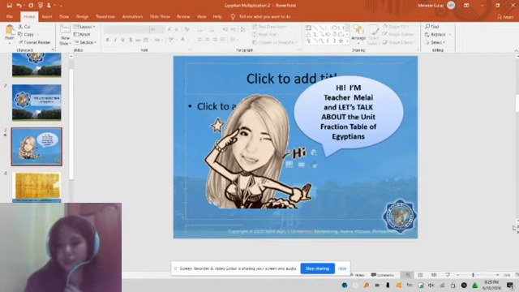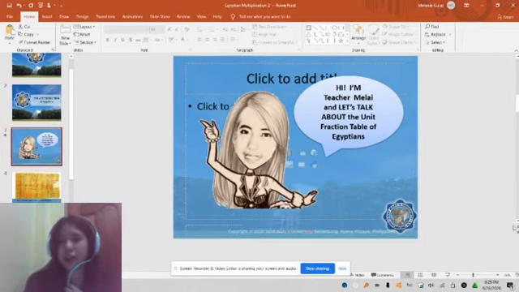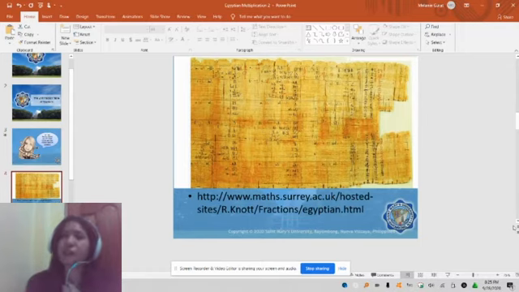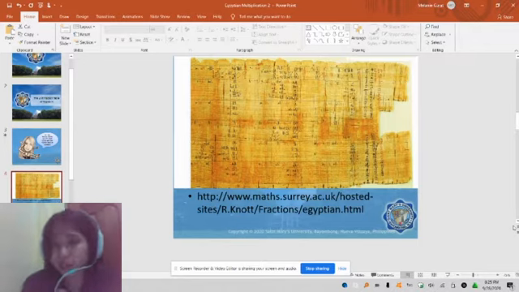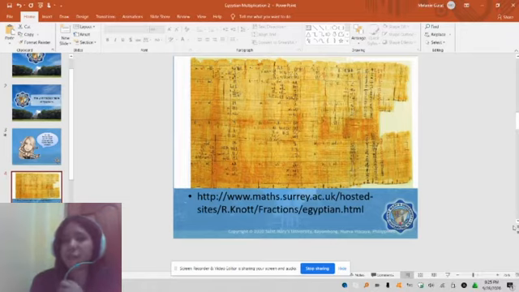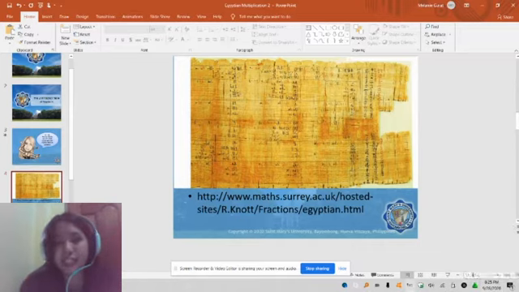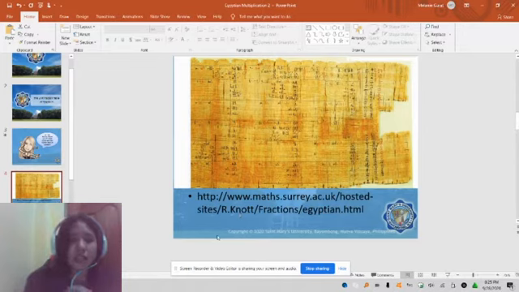So the picture of this unit fraction table found in the Egyptian papyri looks like this. It is said that 1/8 of the 18-foot size of the papyri is occupied by the unit fraction table. I took the picture from one of the websites, and the site is written here.